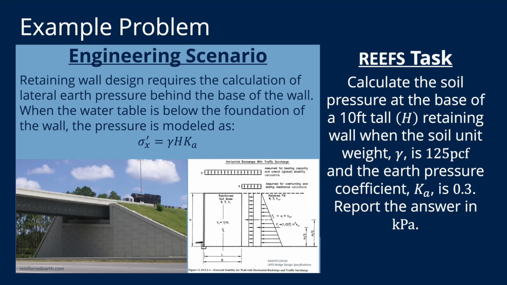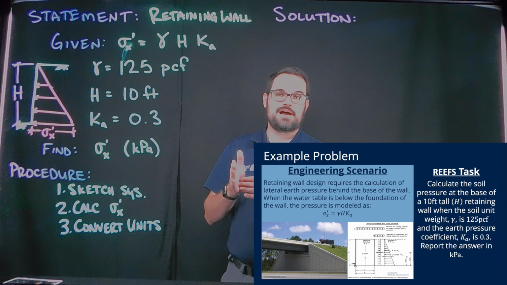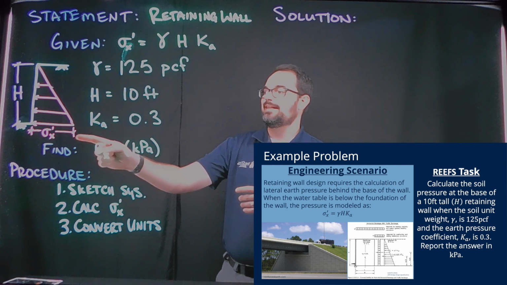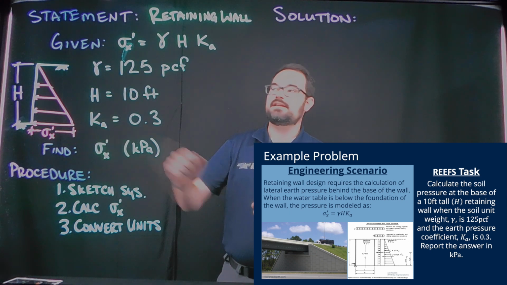All right, let's consider this retaining wall problem. So a retaining wall is typically a concrete face that's used to hold back soil. In this particular problem, we're attempting to calculate how much pressure the soil is applying laterally, so left and right, into the base of the wall. That's this value here on my sketch.